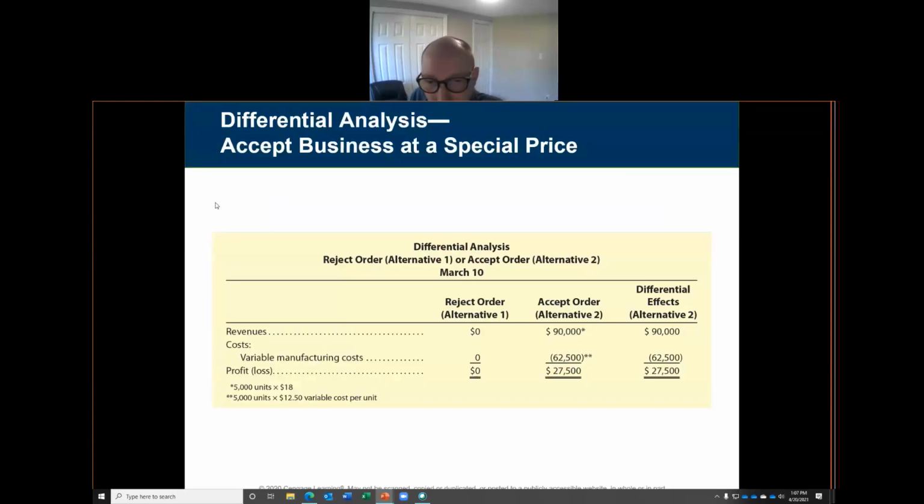Okay. So if I reject that special order, I won't get any additional revenue. Okay, makes sense. If I accept the order, my additional revenue will be 90,000. How 90,000? Well, I can sell it at $18 a piece, for a total of 5,000 units. My variable cost would be 62,500, 5,000 units at $12.50 per unit variable cost. That gives me a total additional profit of 27,500.